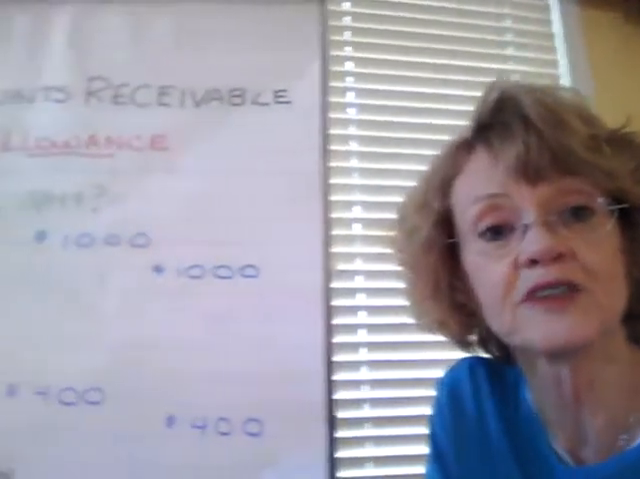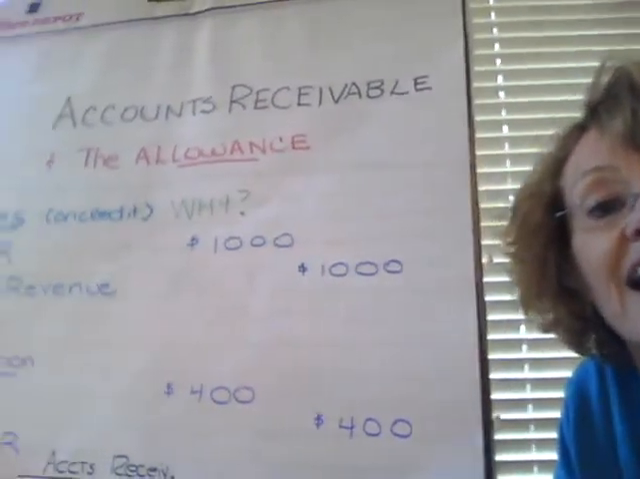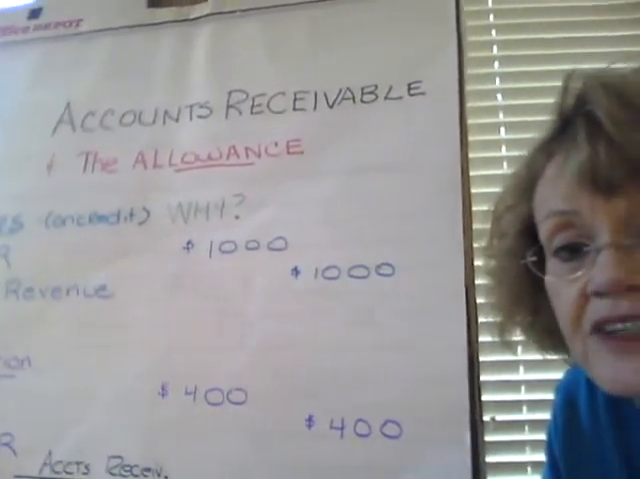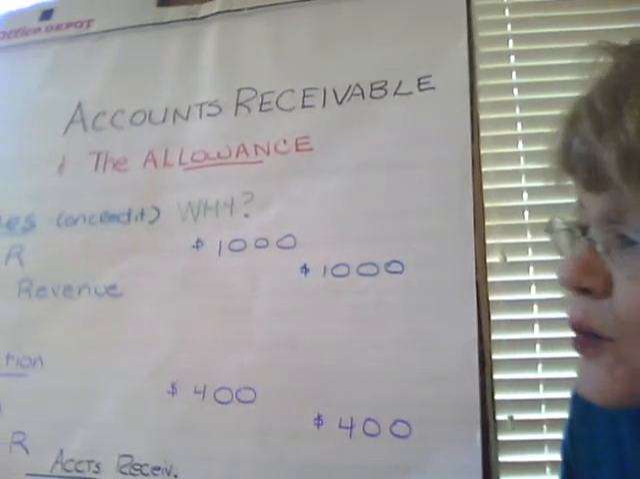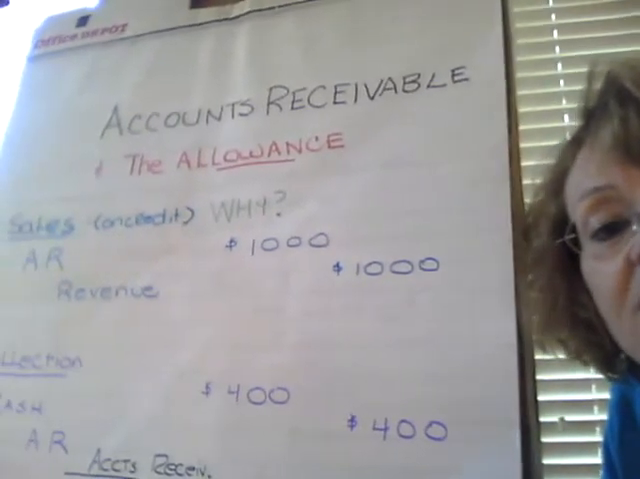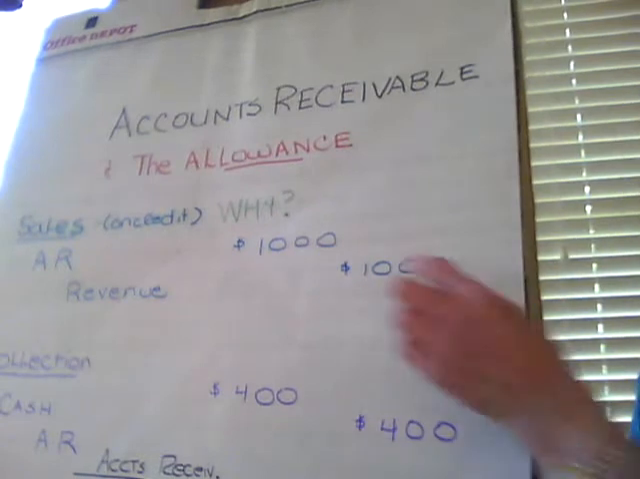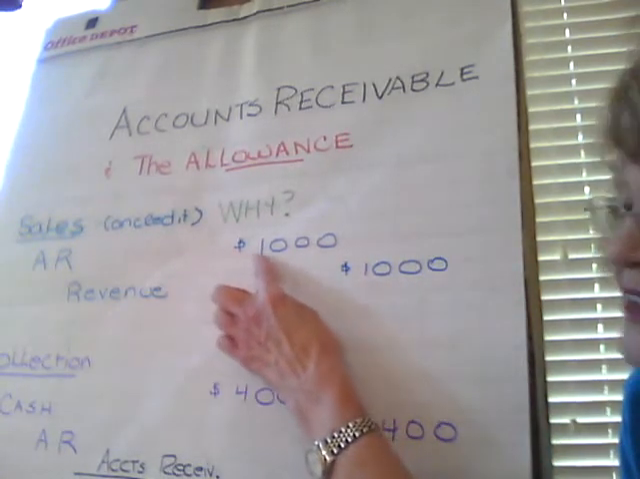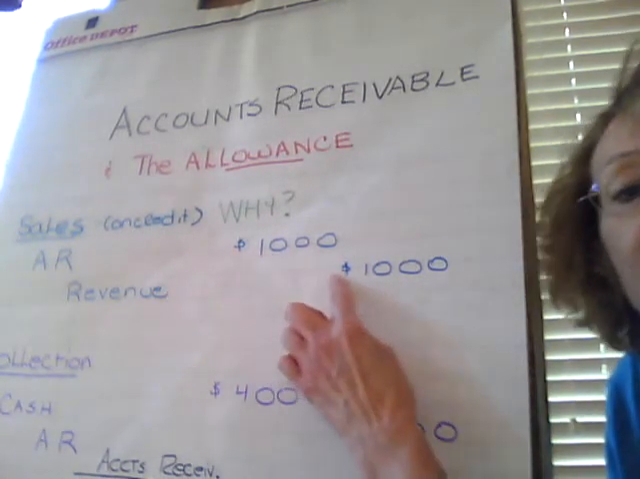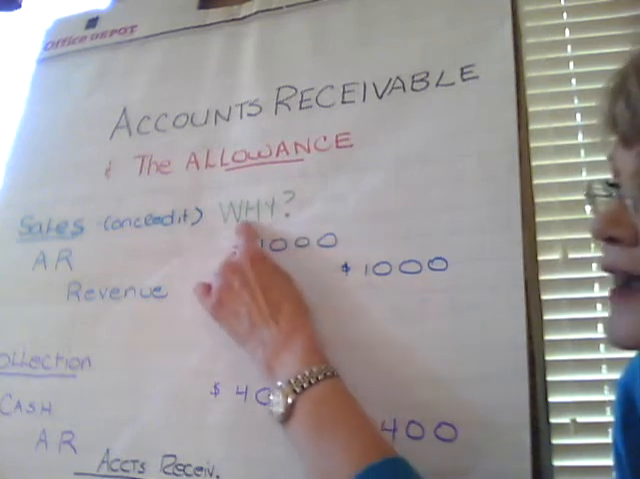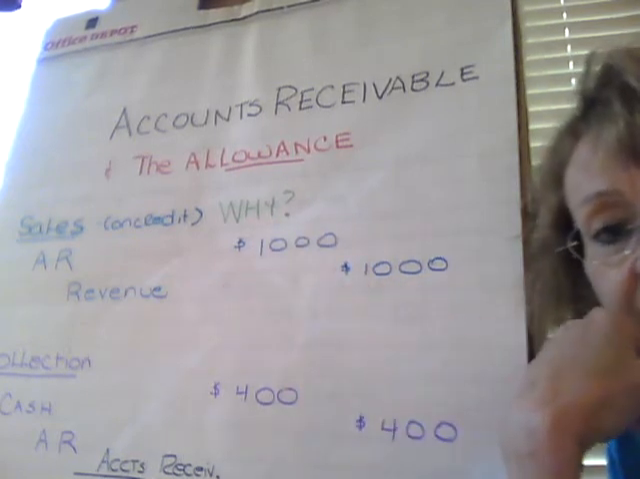Okay. So we have accounts receivable, and we're going to establish an allowance method. So our basic entry when we sell something is to debit accounts receivable, and credit revenue. And I have a big why here. Like, why do you sell on credit?